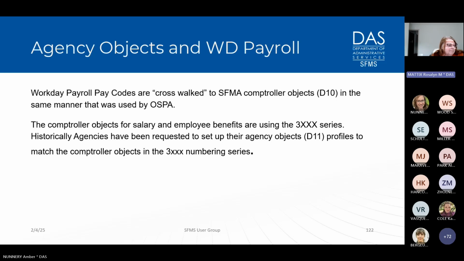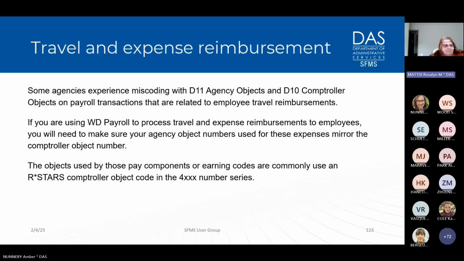Next slide, please. Some agencies recently have experienced miscoding with the D11 agency objects and D10 comptroller objects on payroll transactions that are related to employee travel reimbursements. If you're using Workday Payroll to process travel and expense reimbursements to employees, you will need to make sure your agency object numbers that are used for those expenses mirror the comptroller object number. The objects used by those pay codes commonly use an RSTARS comptroller object number that is in the 4000 series.